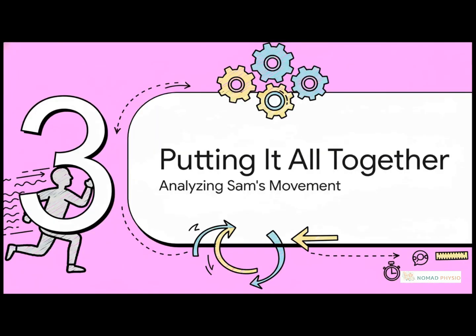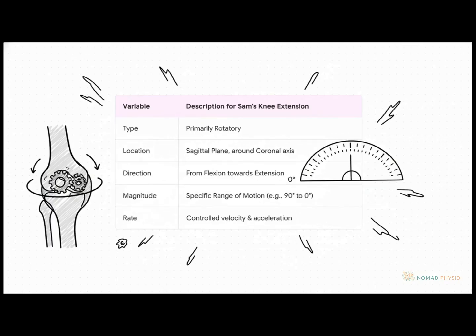Okay, we've covered all 5 variables. We've got all the pieces. Now, let's put them all together and create a complete, precise, kinematic description of what Sam is actually doing. And there it is. This is the power of kinematics. We went from a really vague, he straightened his leg, to this incredibly detailed description.